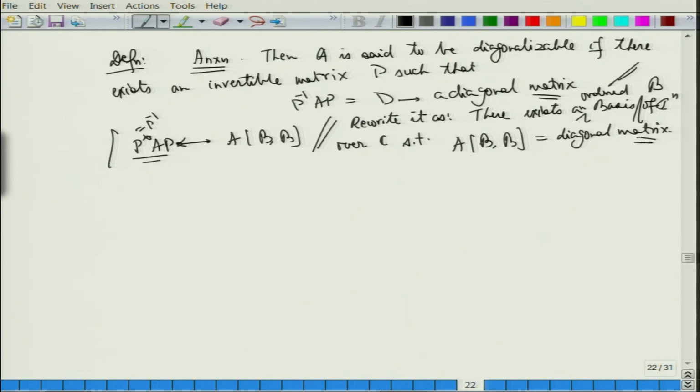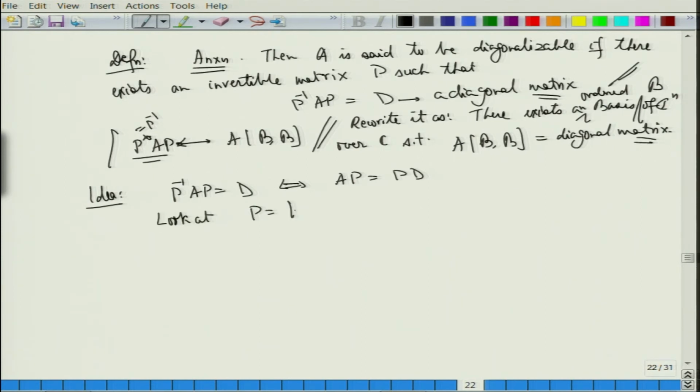All right. So we will look at some examples later on, but first let me look at the idea behind it. So what are we saying exactly? We are saying that P inverse AP is diagonal. This is the same thing as saying that AP is equal to PD.